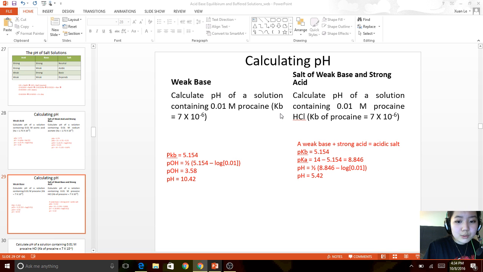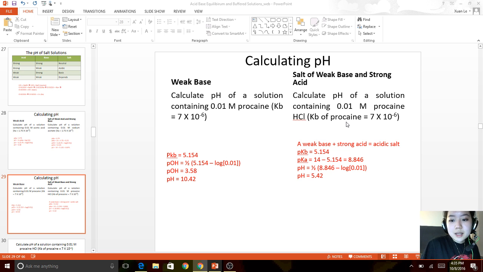So for a weak base, procaine is a weak base, and so they give us the Kb value. And remember, to get the pKb value, we're just going to do negative log of this number, giving us 5.154. And then to find the pOH, we're going to plug in those numbers and get 3.58, and then subtracting that number from 14, we get 10.42.